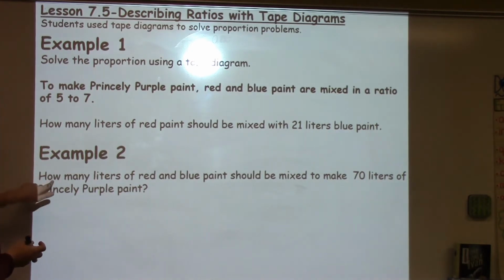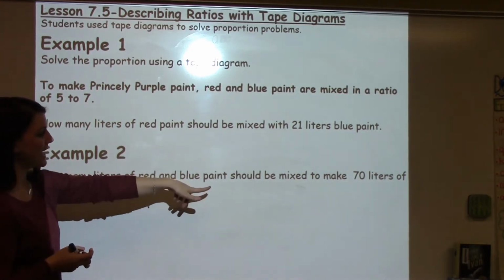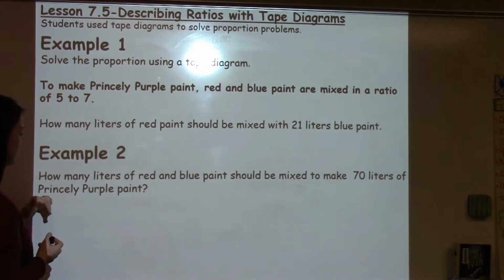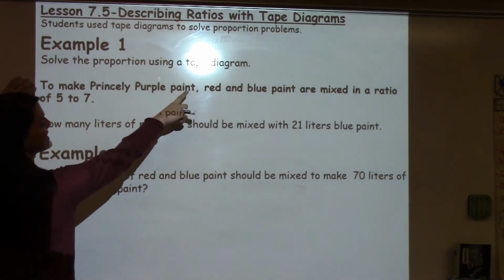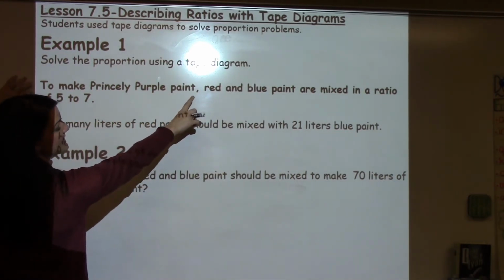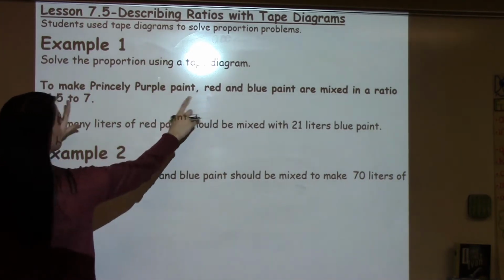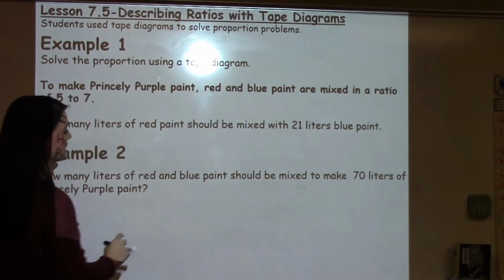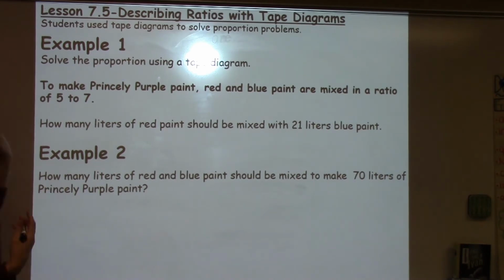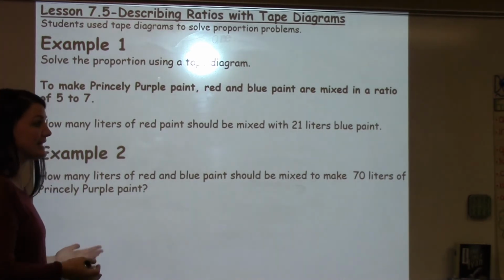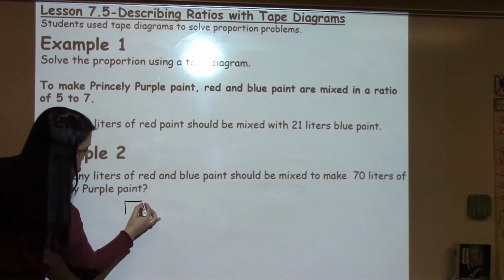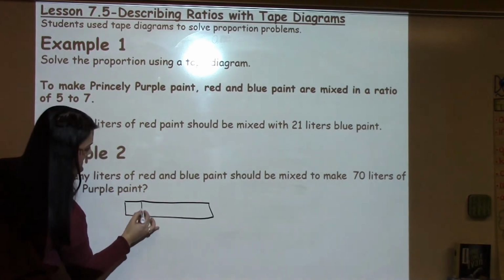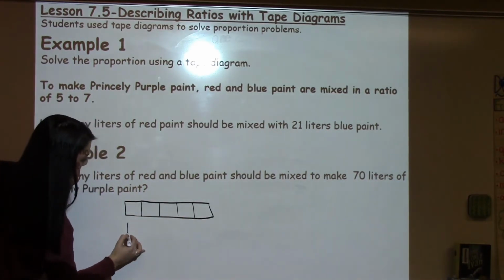In example 2, it says how many liters of red and blue paint should be mixed to make 70 liters of princely purple paint. So again, up here was our setting up the problem. It says to make princely purple paint, the basic ratio is to mix 5 parts red to 7 parts blue. So this question is asking me how much red and blue would I need to make 70 of the purple? So I still have to draw out my tape diagram just like I did with the first problem. And I have to show 5 and then 7.